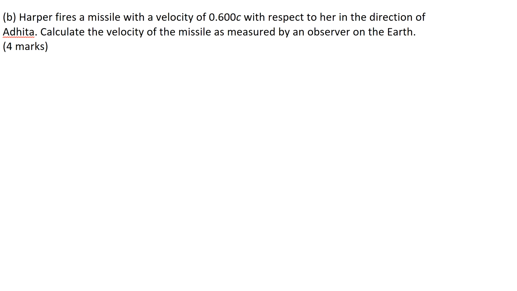Let's look at part B. Harper fires a missile with a velocity of 0.6 c with respect to her in the direction of Aditya. Calculate the velocity of the missile as measured by an observer on the Earth.